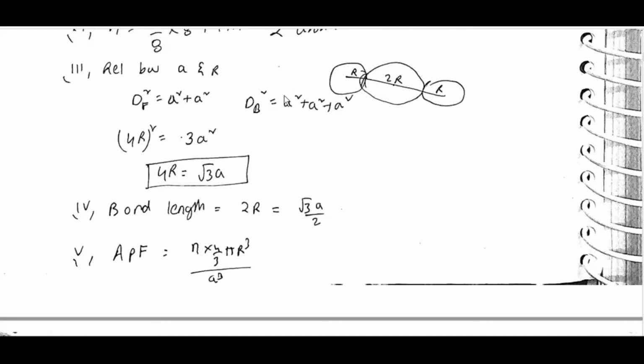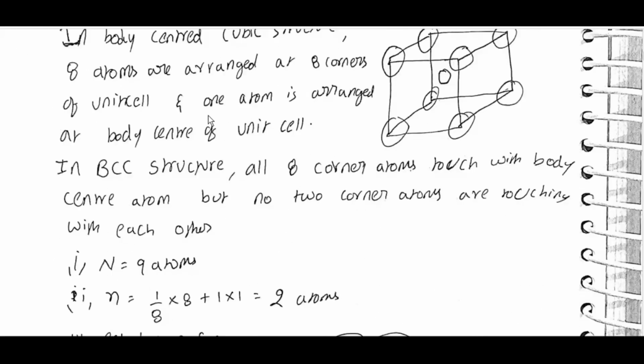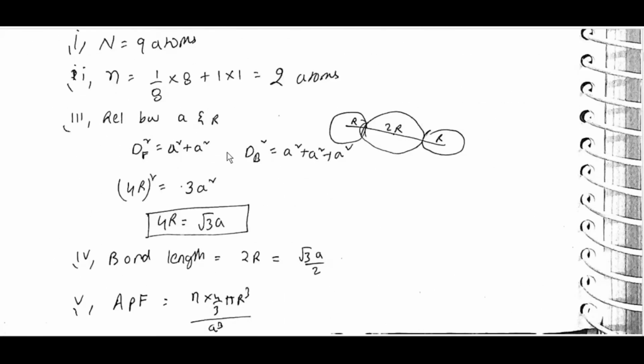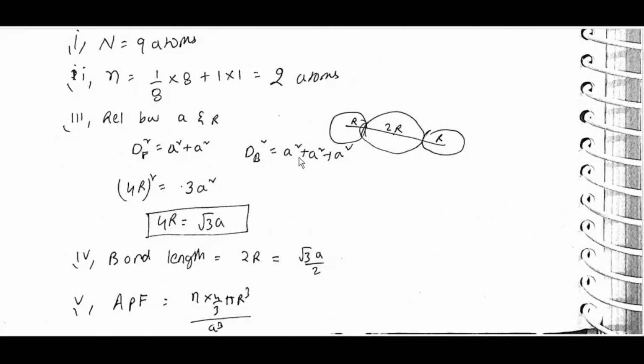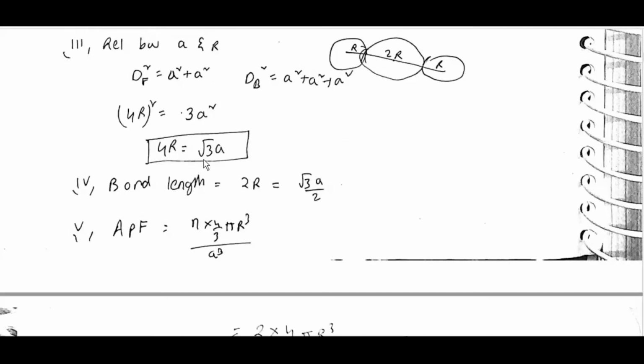Relation between a and r. df square is equal to a square plus a square, but here for the body diagonal, db square is equal to a square plus a square plus a square. (4r) whole square is equal to 3a square, as the diagonal is 4r. 4r is equal to root 3 a. Bond length is equal to 2r, from here to here. 2r is equal to root 3 a by 2.